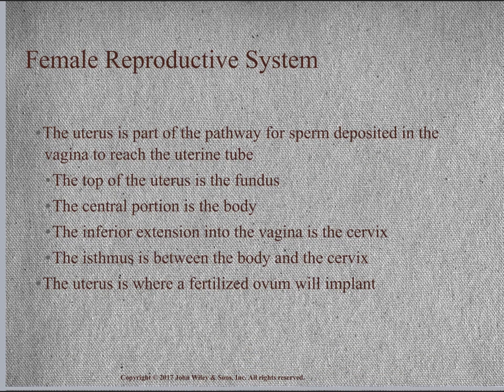The uterus is part of the pathway for sperm deposited in the vagina to reach the uterine tubes. The top of the uterus, as we said before, is the fundus. The central portion is the body. The inferior-most portion that extends into the vaginal canal is the cervix. The isthmus is between the body and the cervix. And ultimately, the uterus is where a fertilized ovum will implant.